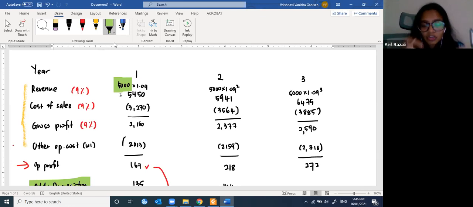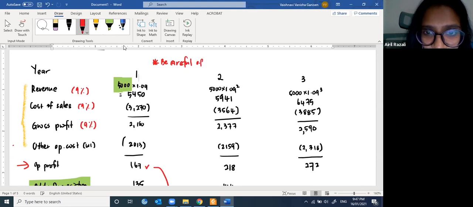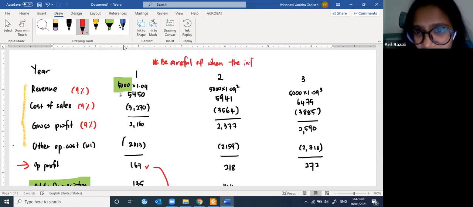When you read it, you need to be very careful. Which year does he start to inflate? Is it from year 1? Is it in year 2? So that's one thing you need to be careful about. So I'm going to write it down there. Be careful of when the inflation starts.